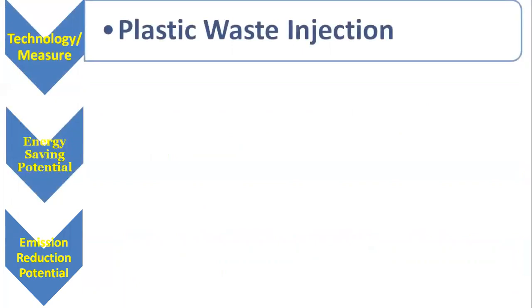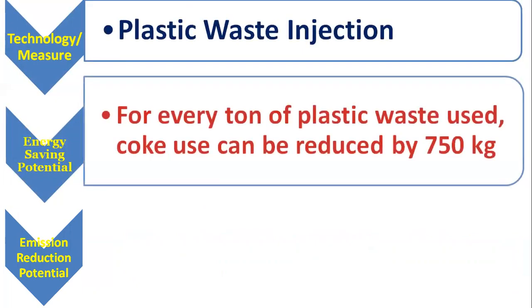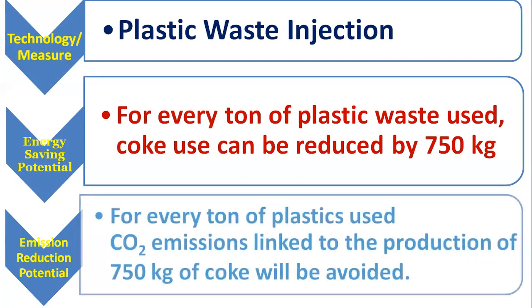Then the next measure is on plastic waste injection. The energetic value of the 0.4 million ton of plastic used in Japanese steel plants yearly is equal to 20 petajoules. So for every ton of plastic waste used, coke use can be reduced by 750 kgs. So ultimately this will result, for every ton of plastics used, in carbon dioxide emissions linked to the production of 750 kg of coke being avoided.